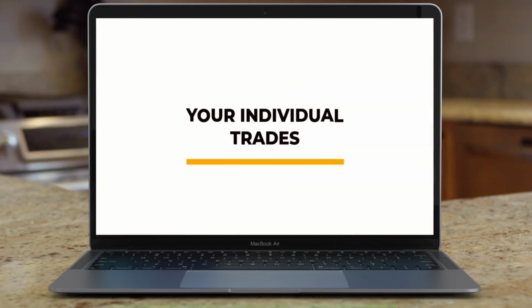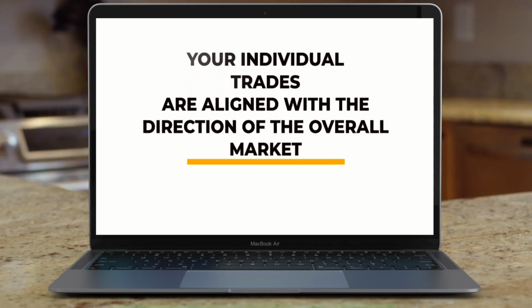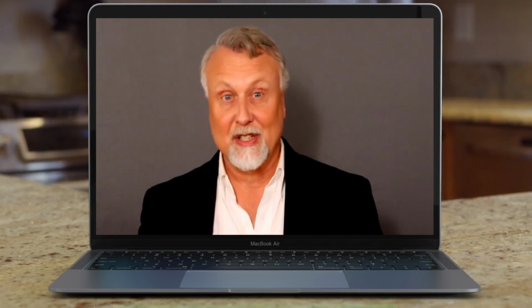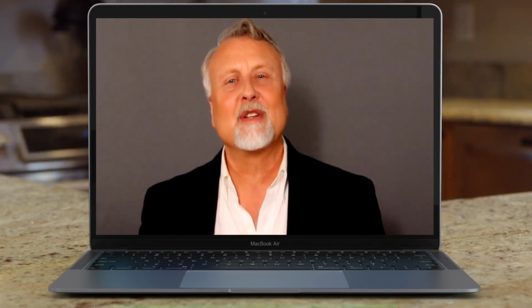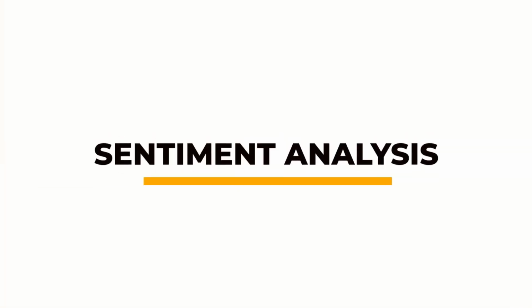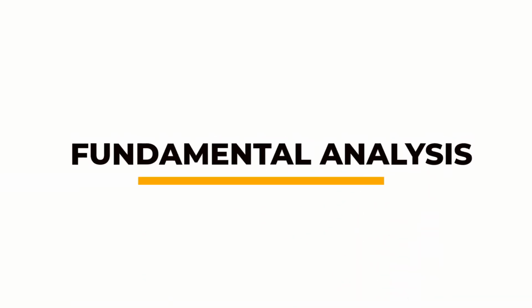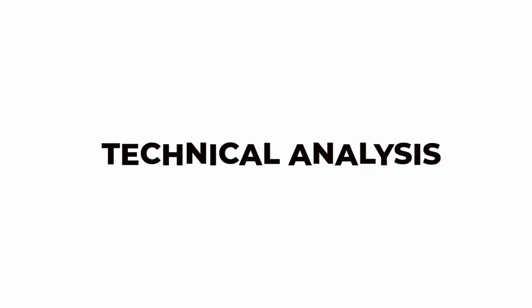Plus, you want to make sure your individual trades are aligned with the direction of the overall market. And try and find events to trade into that have a historical trend of moving the stock in the direction you're anticipating. Looking at the market's anticipated reaction to an upcoming event is called sentiment analysis. Earnings and other stock performance metrics is called fundamental analysis, while looking at a chart is technical analysis.